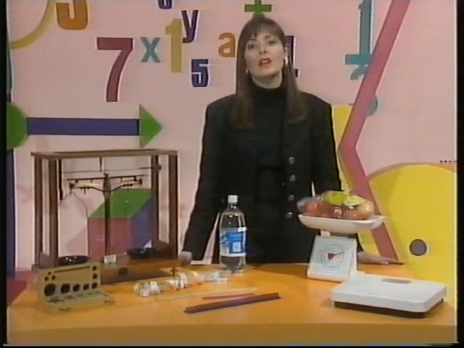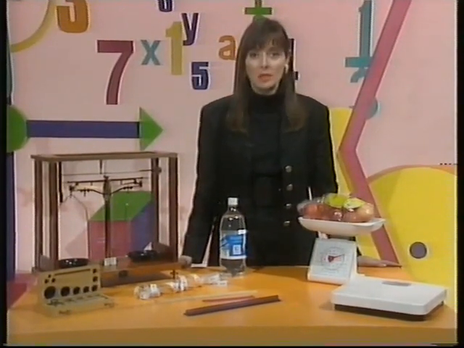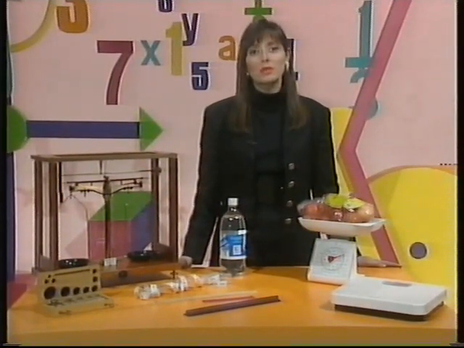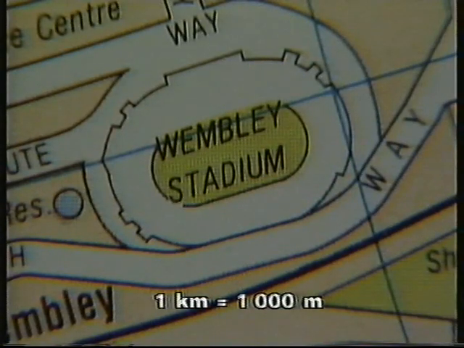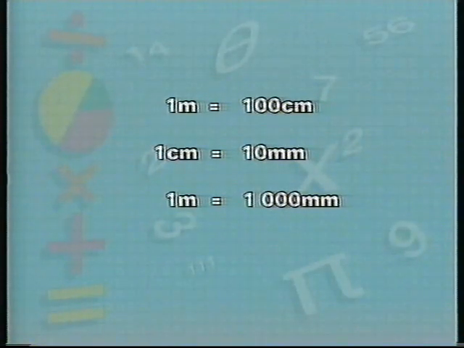The longest measure of length usually used is the kilometre, which is equal to about 2.5 times around the Wembley football pitch. In every kilometre, there are 1,000 metres. In every metre, there are 100 centimetres, and in every centimetre, there are 10 millimetres. So, there are 1,000 millimetres in a metre.